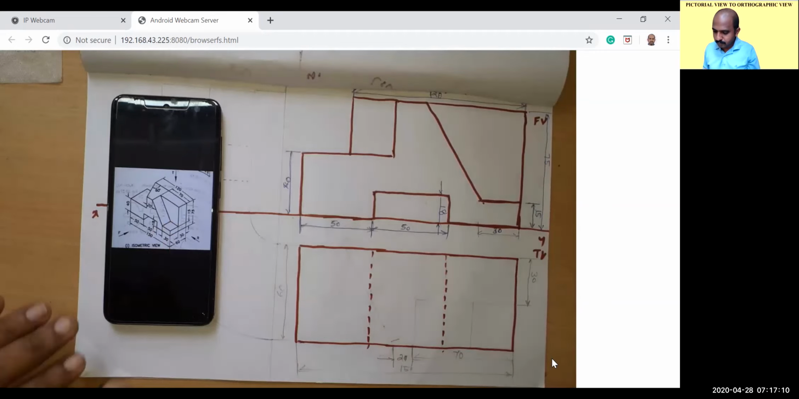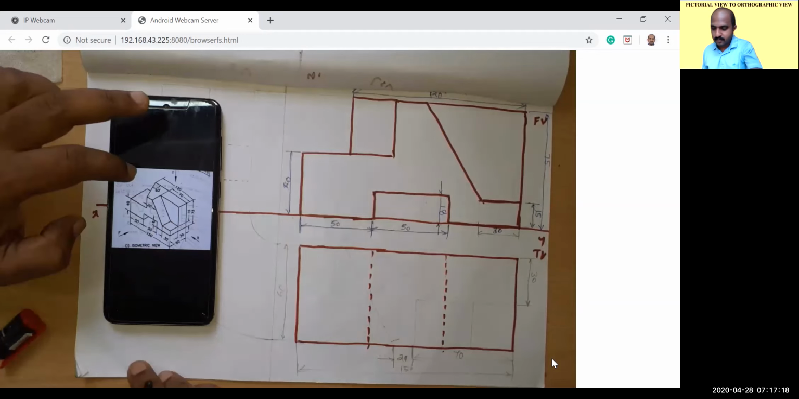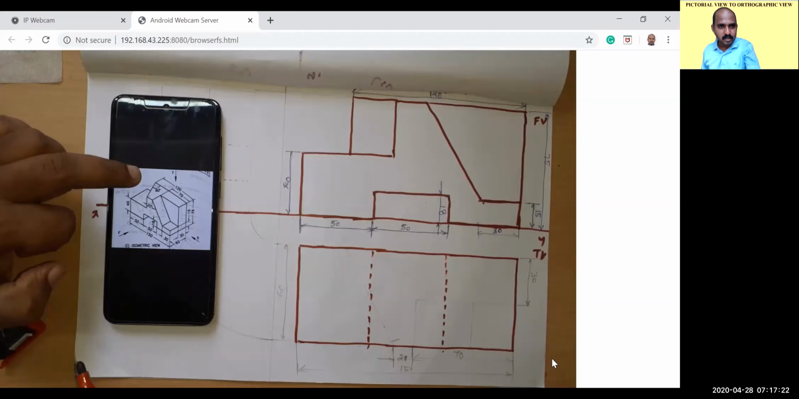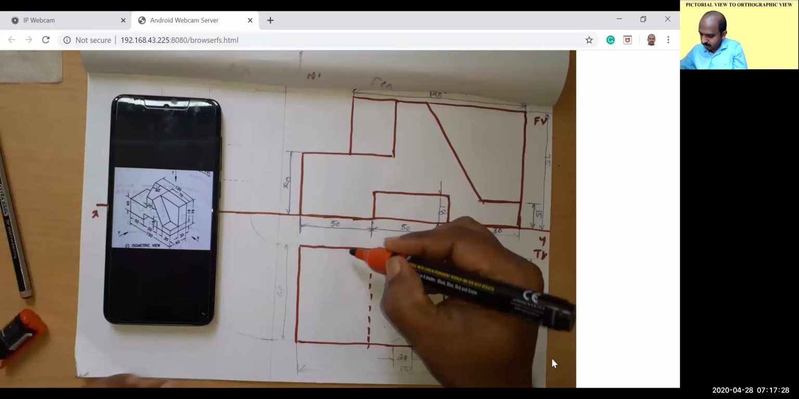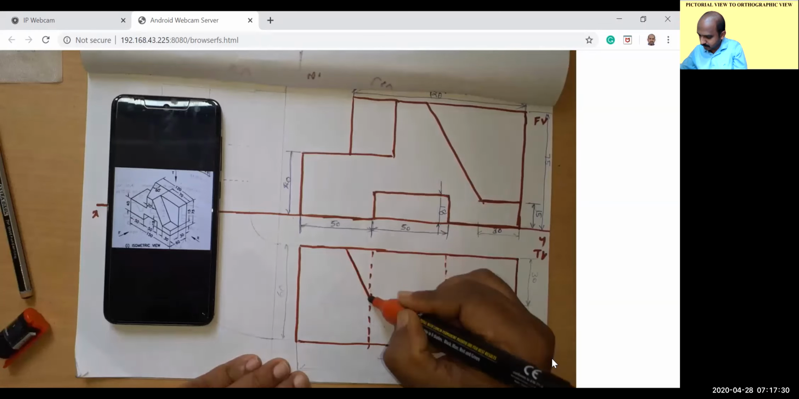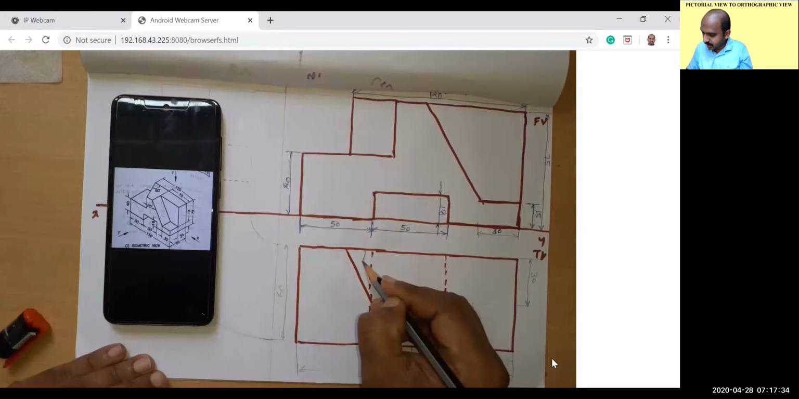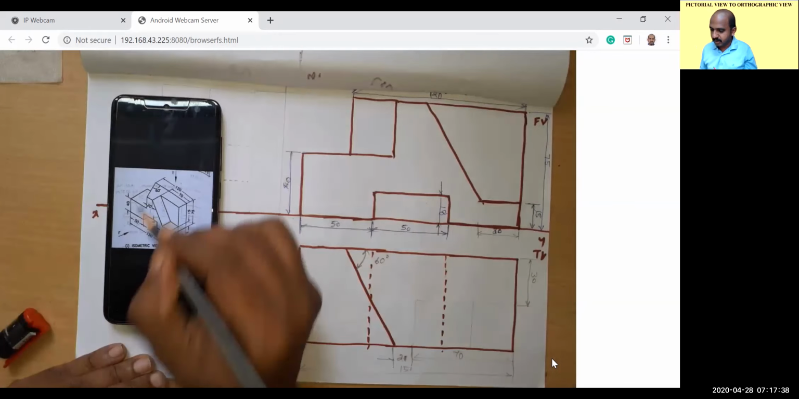Now, what do we have? When you are looking from the top, here you can see a 60-degree line from this end, from the point at which 120 is ending. From there, a 60-degree line. This appears as a 60-degree line.